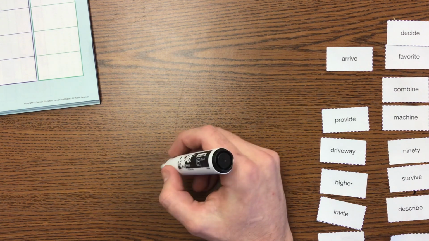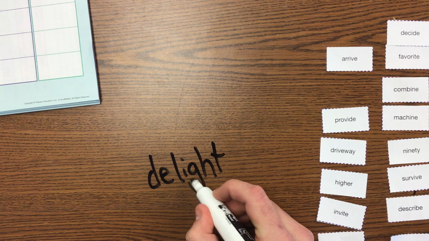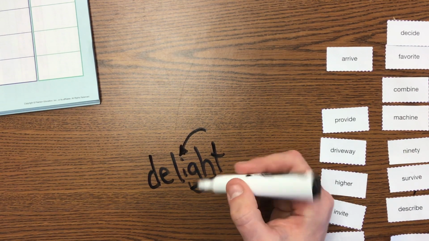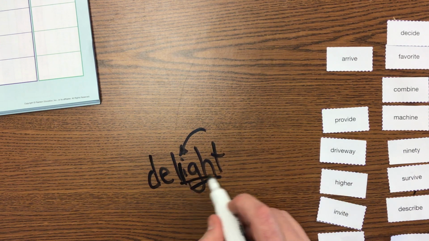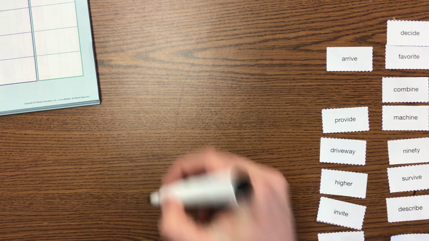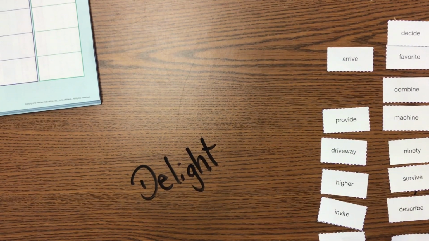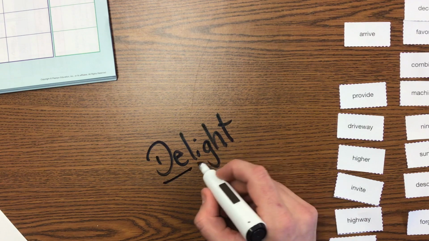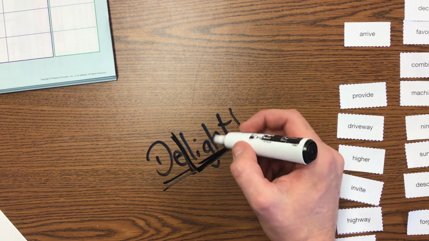Here we go. I guess we'll do delight. Basically what I'm trying to say to you is that we know that this GH makes this I long. When we're breaking up the syllables, wherever the long I is, the GH goes with it. You can't hear the GH, so it can be hard to break into syllables. It would still be de-light. First syllable, second syllable. The GH is in the second syllable even though we can't hear it.